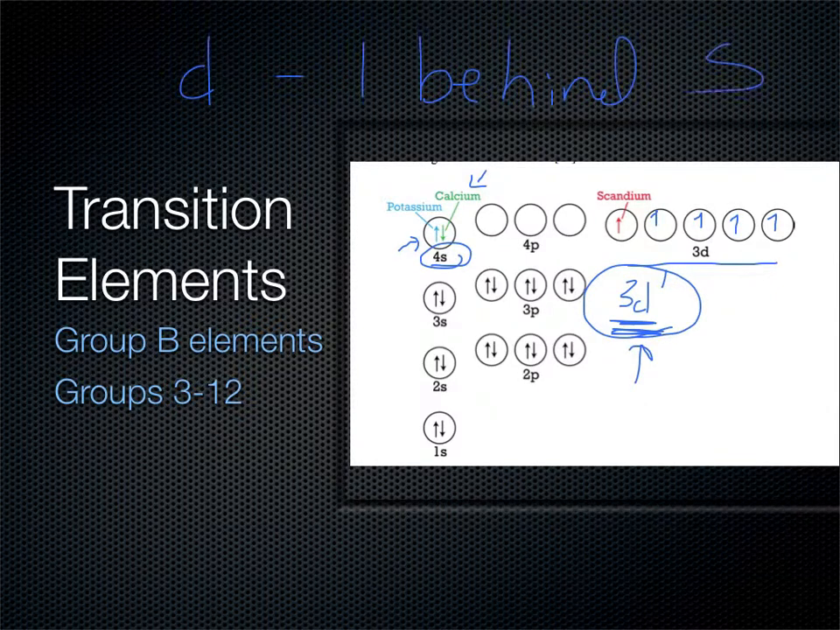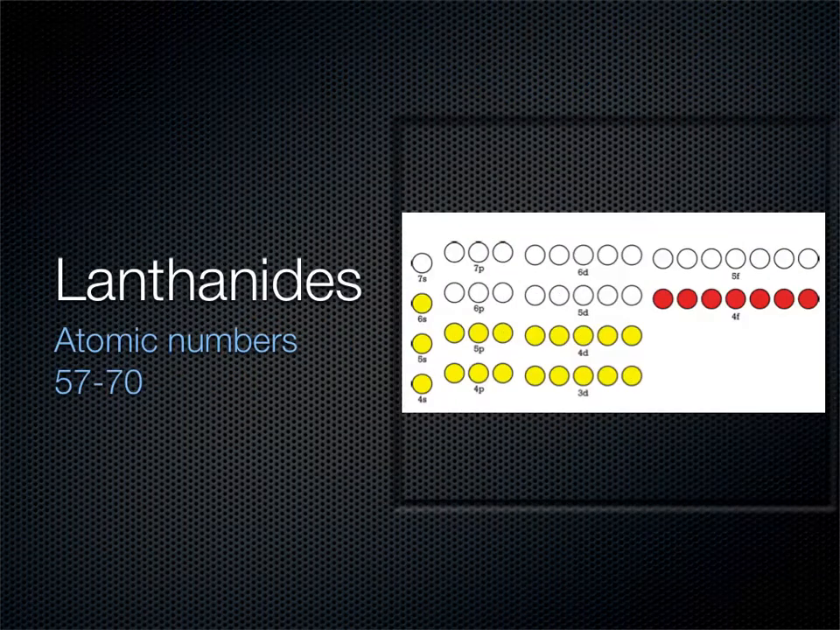And then at the bottom of the chart, we have what are known as the lanthanides, and these are atomic numbers 57 to 70, and those we're filling the F sublevel. Okay.